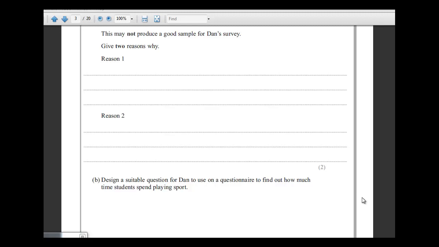Give 2 reasons why. These reasons can be anything to do with the following. 1. The bias relating to only asking the same age group. 2. Bias relating from only asking boys. 3. A bias relating to only asking PE students. 4. That the sample size is too small. Or 5. It's not a random survey.